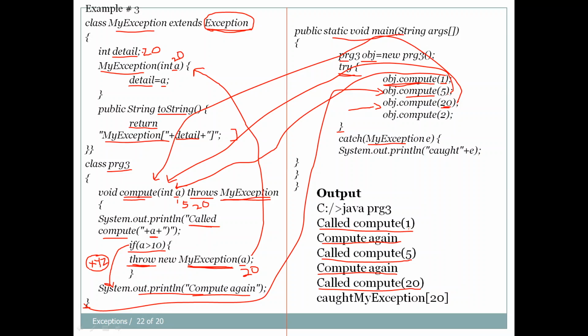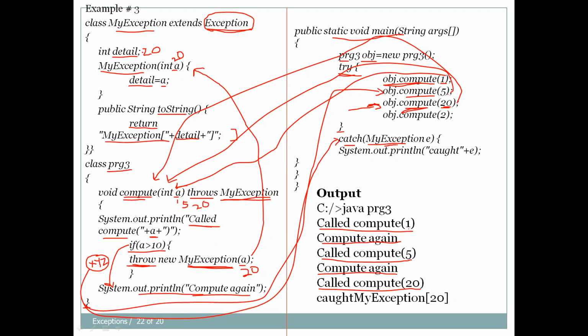As it is thrown here, this object will be caught by a catch statement which is defined here, because compute itself is not handling the exception. The compute method does not have try and catch. Then it goes to the caller of compute. Who has called compute? Compute has been called from the main method, that is from this point, where it has generated the exception. So it will simply pass this object to the try block, where we have a catch statement.